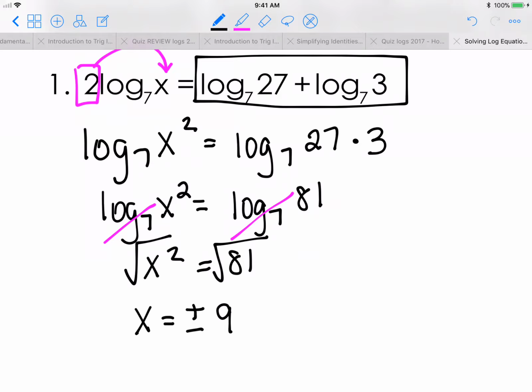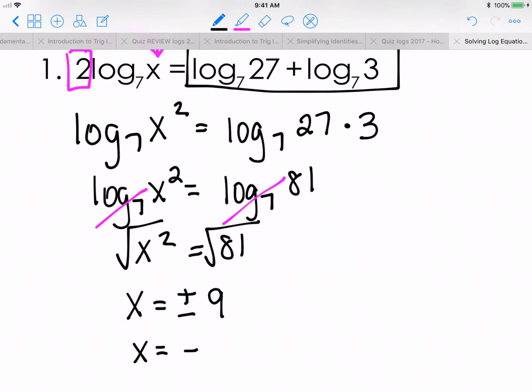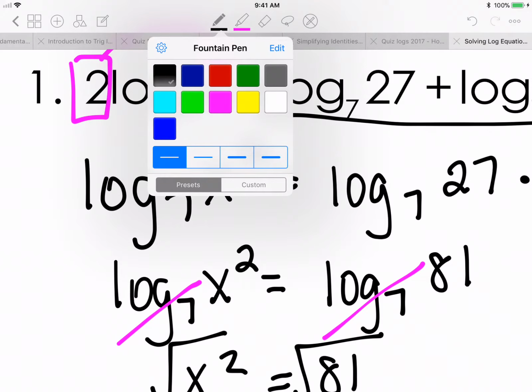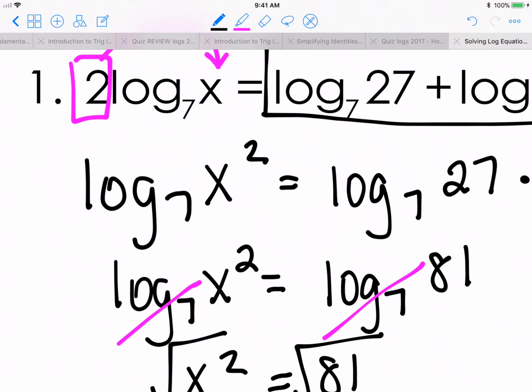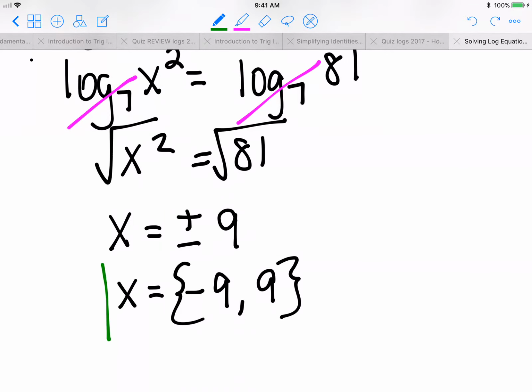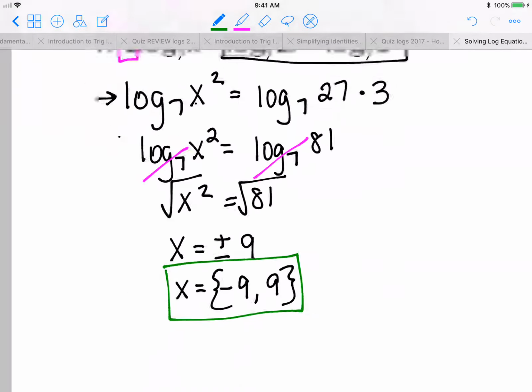So now don't forget to go back and check. So we have x is equal to -9 and 9. But now we've got to go check for extraneous solutions. So let's start with -9. We need to see if this inside of the log is squared. Do you see how it's squared? Then if we put a -9 in here, that -9 becomes a positive. So it's not extraneous. That gives us a positive value. So we're good.